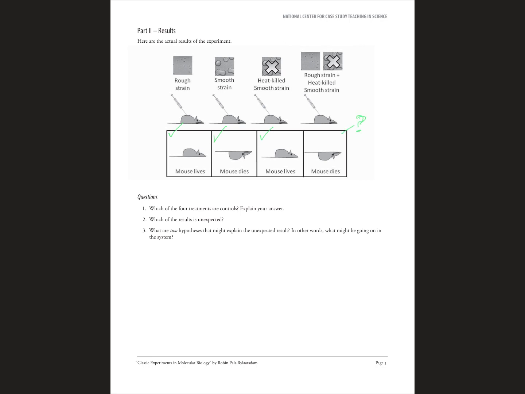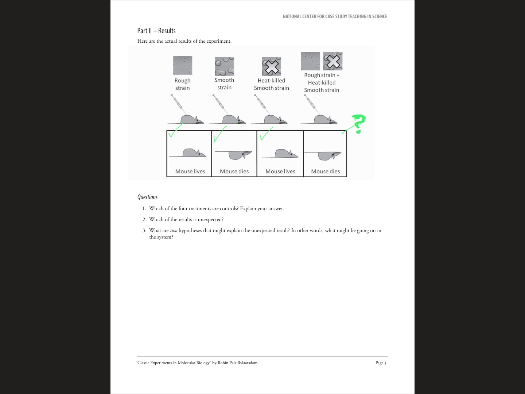Why is it that this particular mouse died? If it was injected with two things, it wouldn't kill it. If neither one of these things alone would kill it, what allowed this rough bacteria now? Remember, these are dead. We know this stuff doesn't kill them. We know the rough by itself doesn't kill them. What allowed this rough bacteria to kill the mouse?